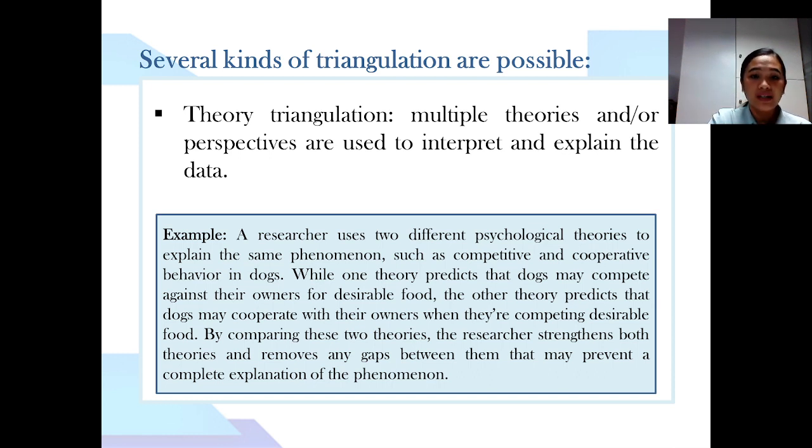For example, a researcher uses two different psychological theories to explain the same phenomenon, such as competitive and cooperative behavior in dogs. While one theory predicts that dogs may compete against their owners for desirable food, the other theory predicts that dogs may cooperate with their owners when they're competing for desirable food. By comparing these two theories, the researcher strengthens both theories and removes any gaps between them that may prevent a complete explanation of the phenomenon.